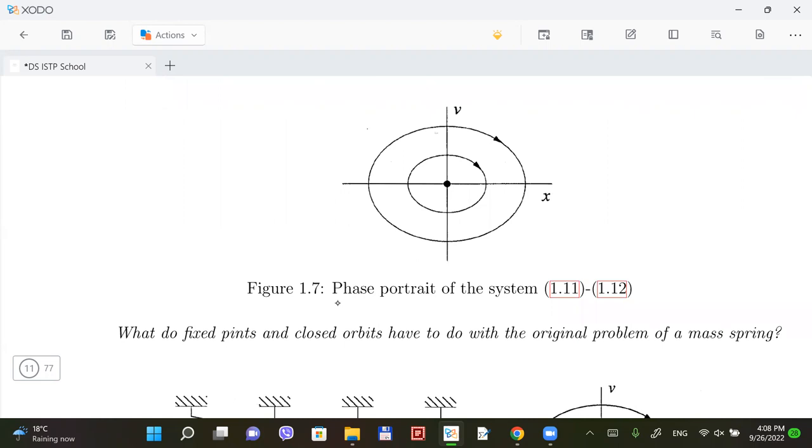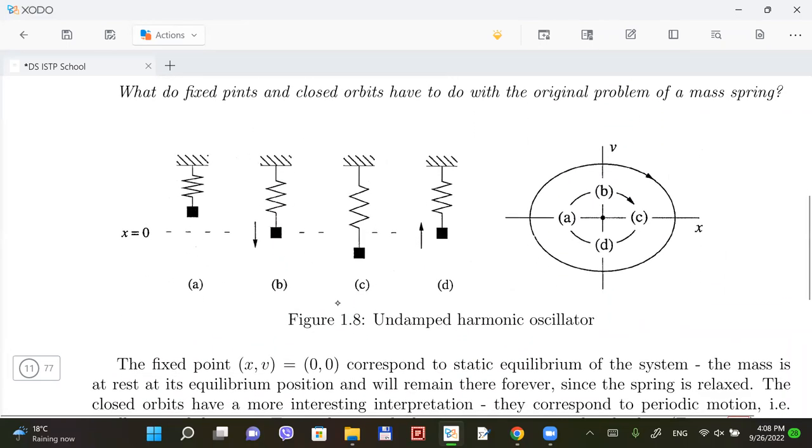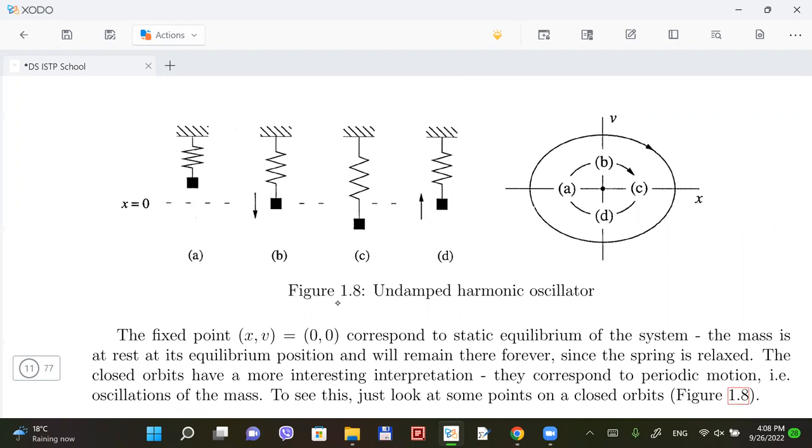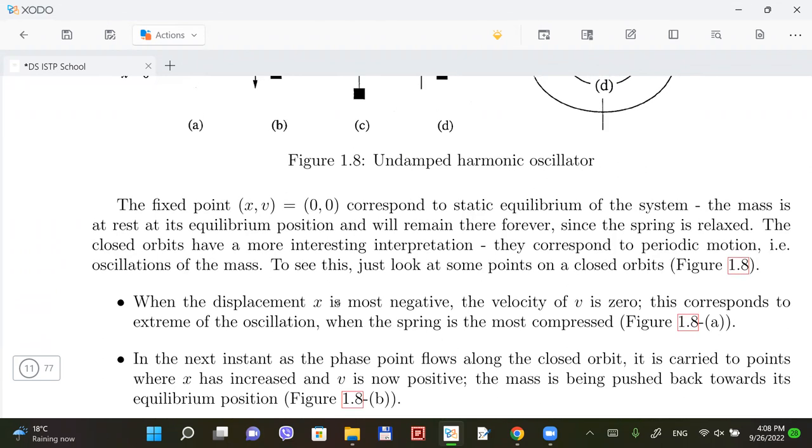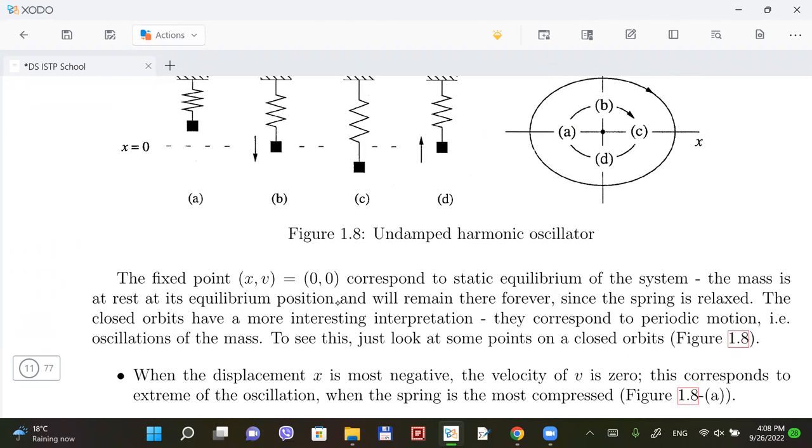How can we interpret this in the motion of the mass on the spring? Of course, the fixed point is the equilibrium point. So we are not moving, it is in the rest position. But what about the circling on the closed orbit? When the displacement is negative, we are here in this position, or in the phase plane, we are here, okay? So the displacement is negative.